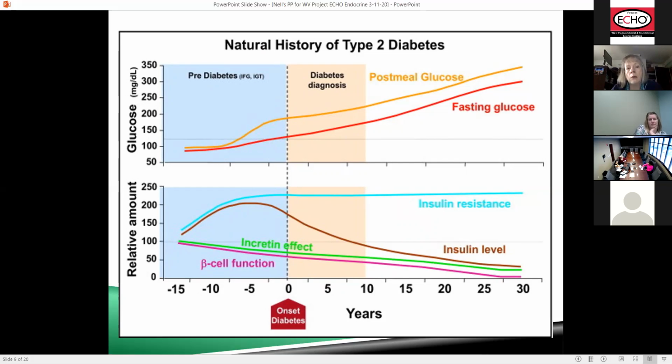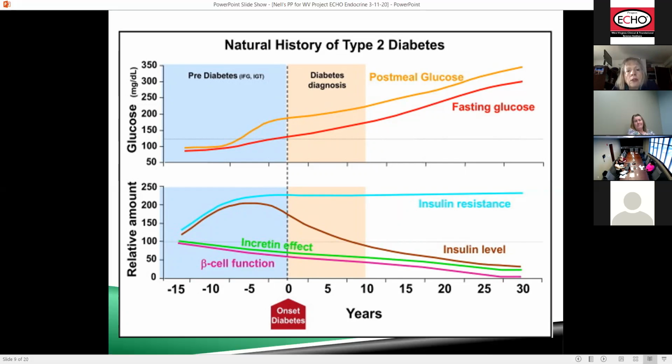And I want to talk about the top first, but I want to point out that this is a timeline. At the bottom, it says onset of diabetes. So 0 is when a person actually is diagnosed. And then to the right of that, you can go all the way out 30 years post diagnosis. And then we have 10 to 15 years before the diagnosis. So I want to talk about what's really happening throughout this whole process, the natural history of type 2 diabetes.